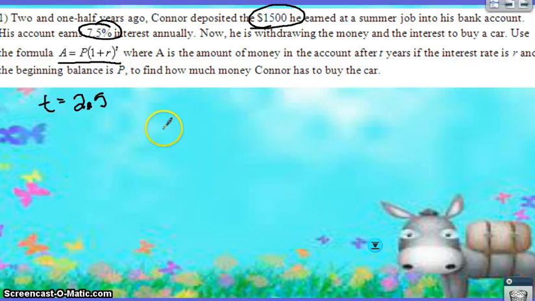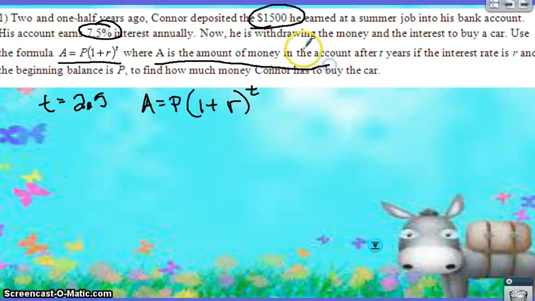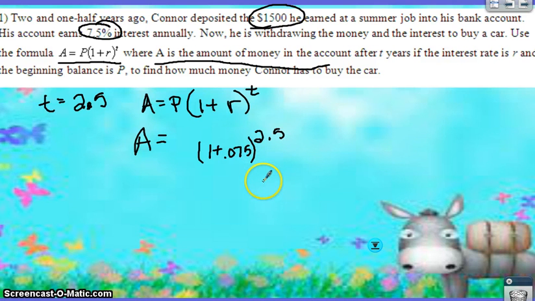In each one of these, it'll say use the formula, and then it'll define all of your variables. So I have the formula A equals P times (1 plus R), all raised to the T, where A is the amount of money in the account after T years. So that tells me A is how much he's withdrawing today after T years. So we know T years is 2.5. If the interest rate is R, remember when you plug in interest rates into a formula, you need to plug in the decimal version. And it says the beginning balance is P.